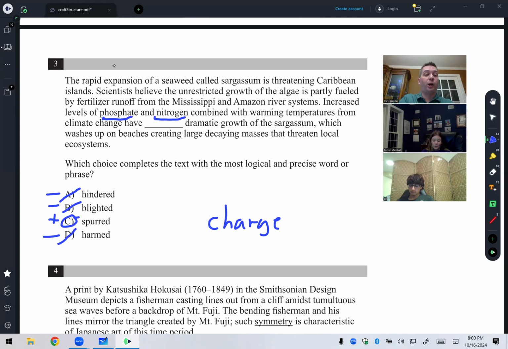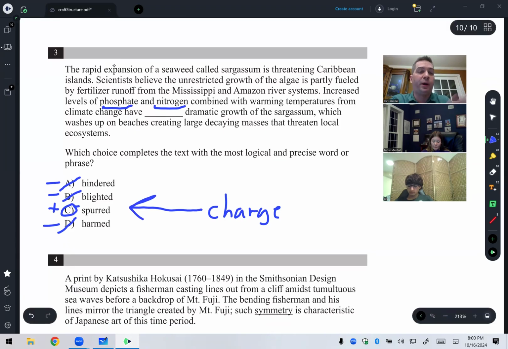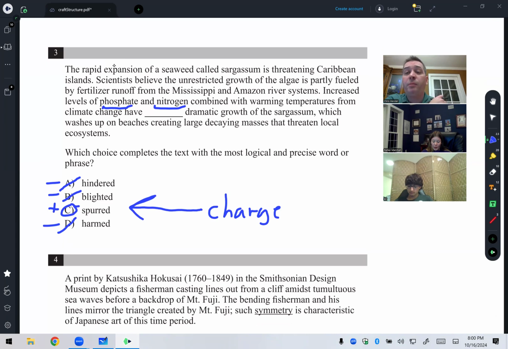It's a positive word, but the climate impact is a negative thing. But the charges of the words themselves, spurred is a positive charge. So we're spurring on a negative thing. To spur means to excite, as with a spur. It's like a horse term, spurred.